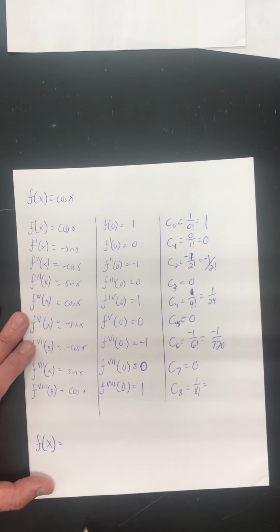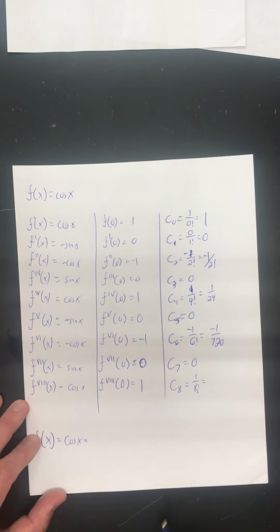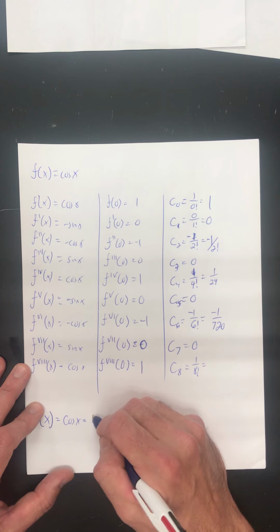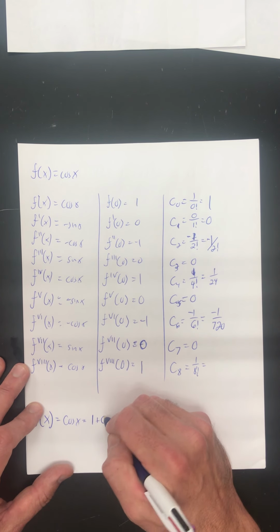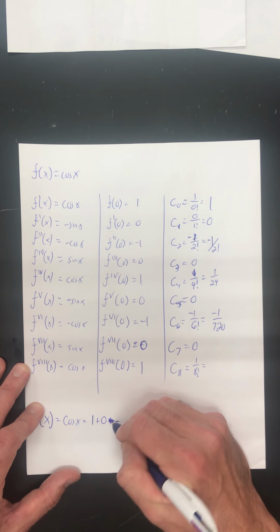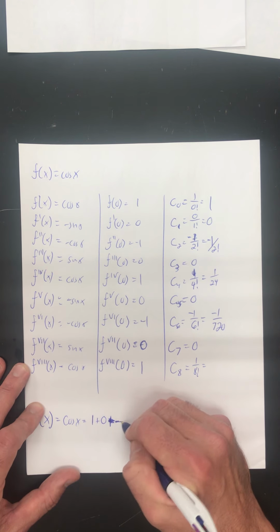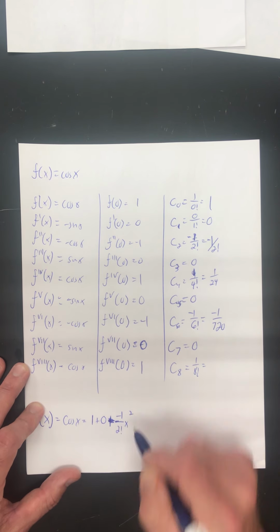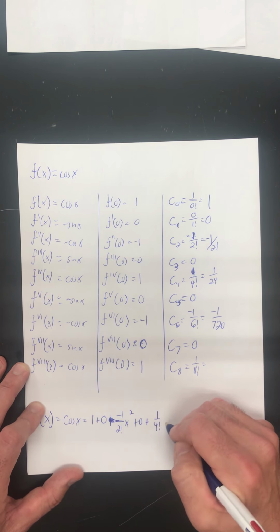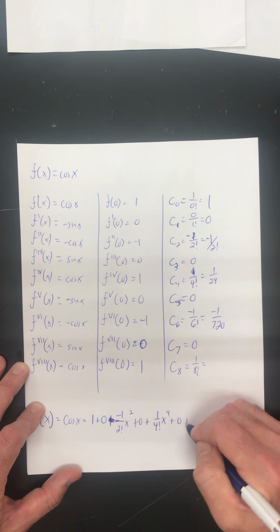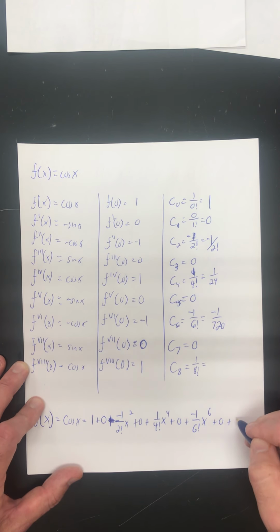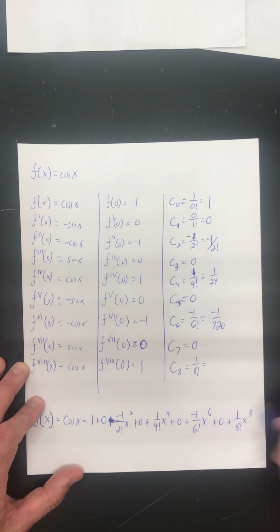So f of x is equal to cosine of x, which is equal to, let's write down all of our non-zero terms. So the first one is just C0, so it's 1. And then I'm going to get a 0 term. And then it's going to be a negative term. So negative, I probably should have written the negative there. Actually, let's do plus. I'll do negative 1 over 2 factorial x squared. And then plus 0. And then plus 1 over 4 factorial x to the 4th plus 0 plus negative 1 over 6 factorial x to the 6th plus 0 plus 1 over 8 factorial x to the 8th.